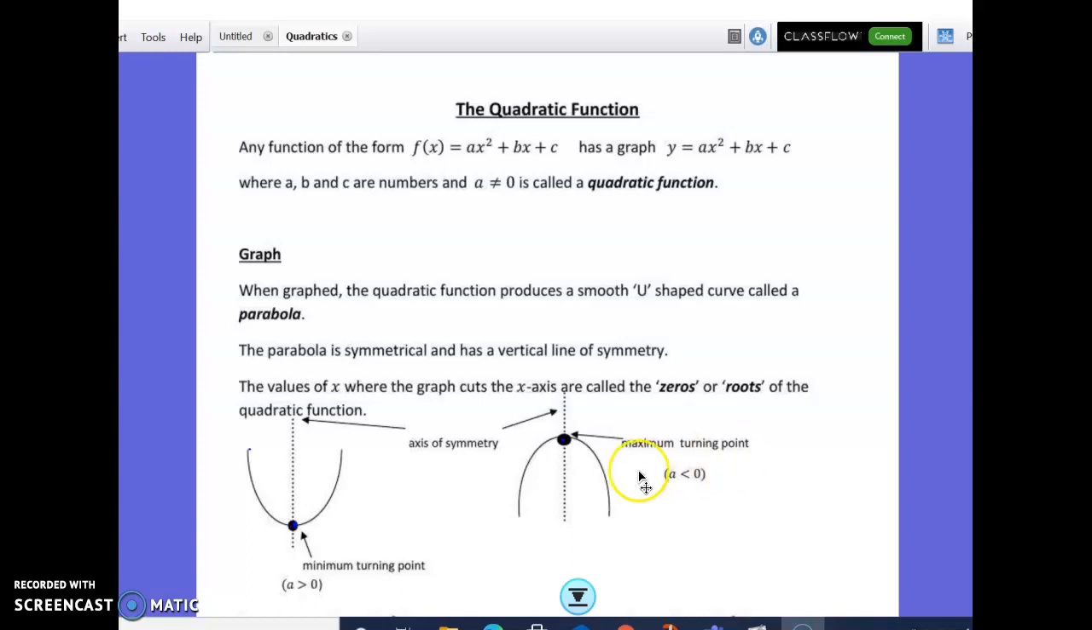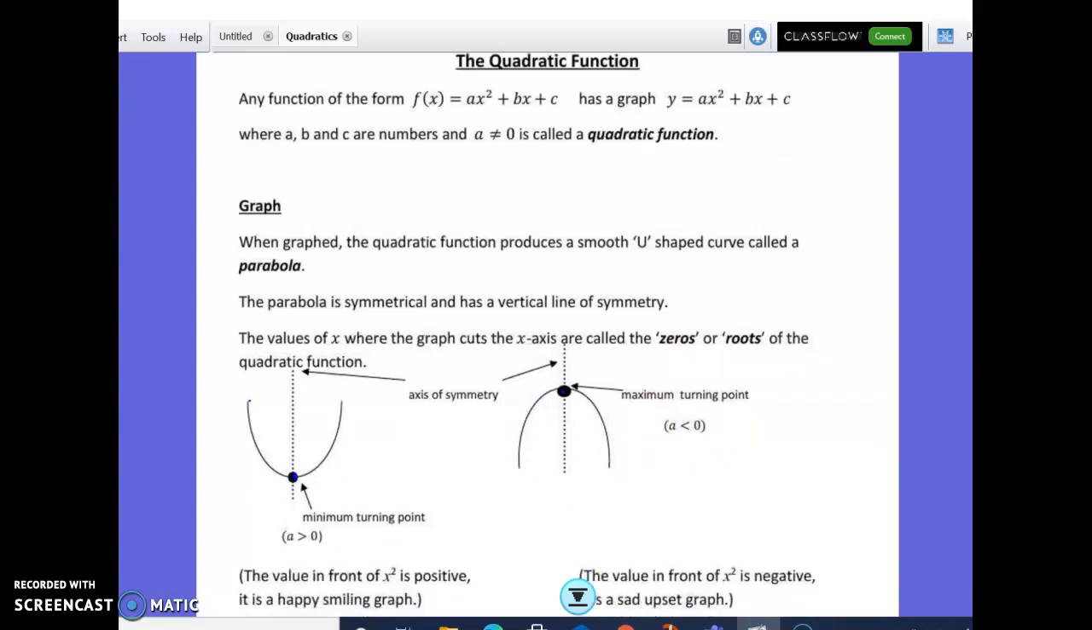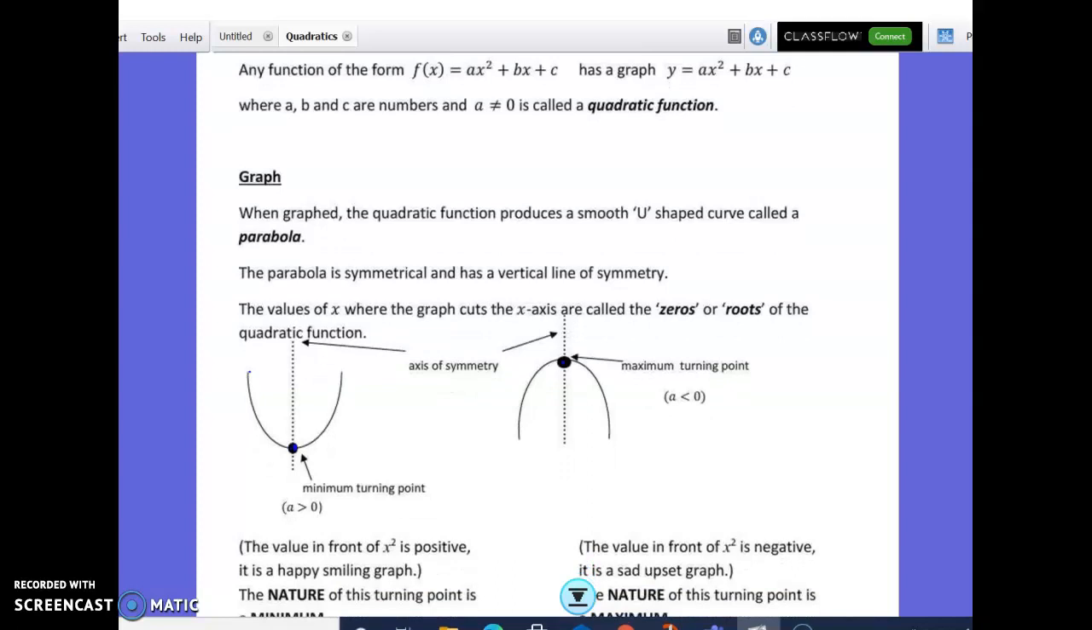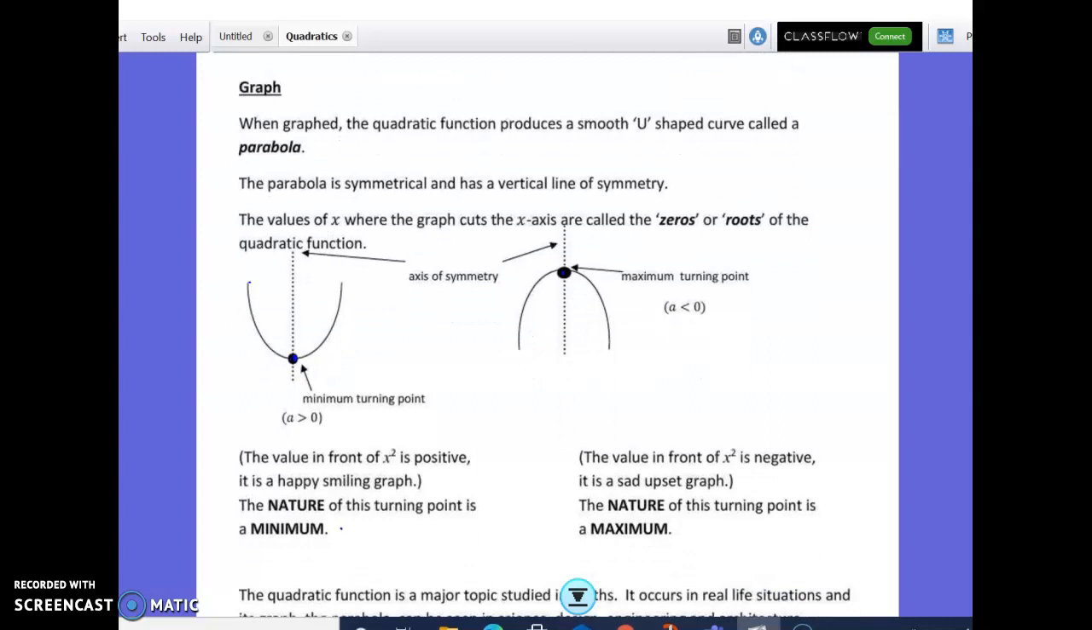And when we graph a quadratic function, we get a parabola. Now, a parabola will look like one of these two down here. A parabola is symmetrical, and it has a vertical line of symmetry. And we get two different kinds of parabolas. We can get one with a minimum turning point, like this. It's called a minimum turning point because it turns at the bottom of the function, so the lowest value that it gets is where it turns. And that is when our x squared is positive. If it's positive, we get a happy smiley face and a minimum turning point.